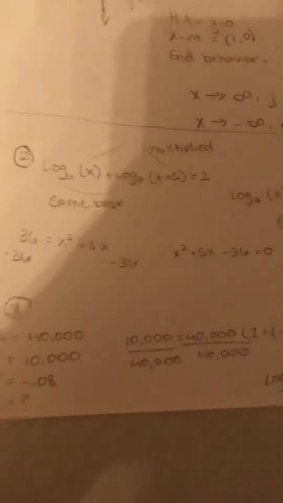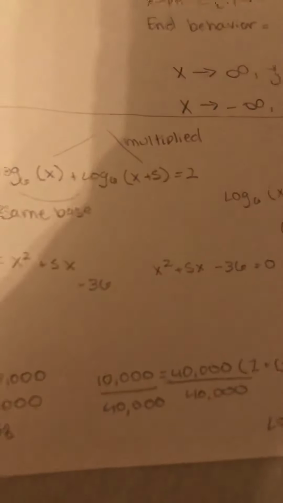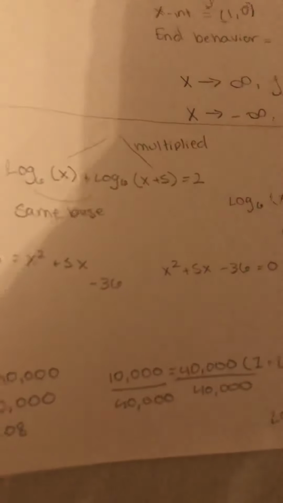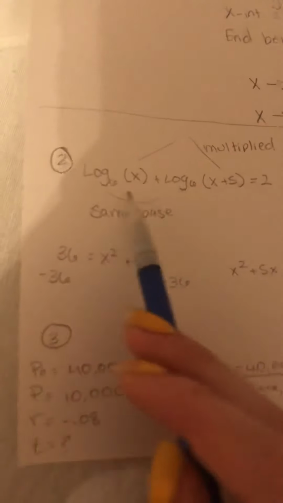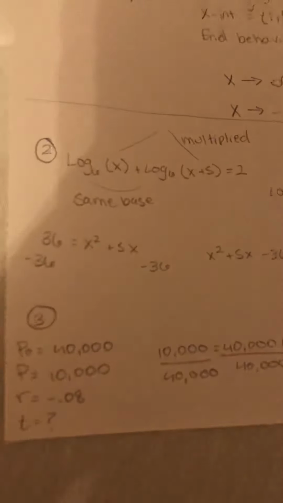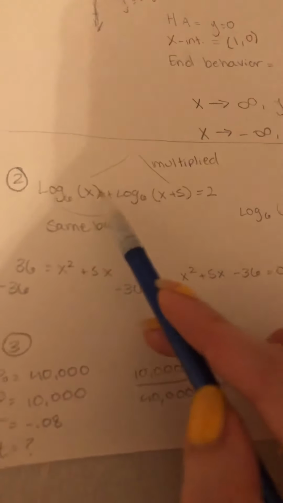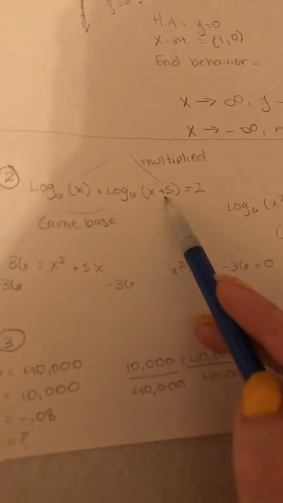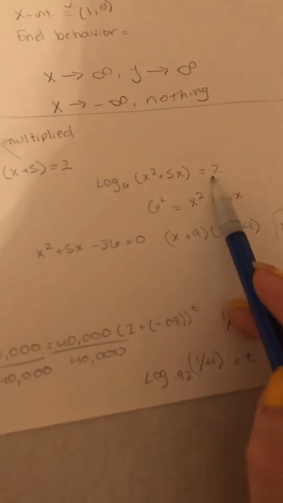So, moving on to the second question, we had to solve this logarithmic equation. The first step is to check that you have the same bases on your logs, if there's an addition in between, or else you can't combine them. But they both have the same base of 6. So since there's a plus sign, the x and the x plus 5 can be multiplied. So then you can have log base 6 of x squared plus 5x equals 2.